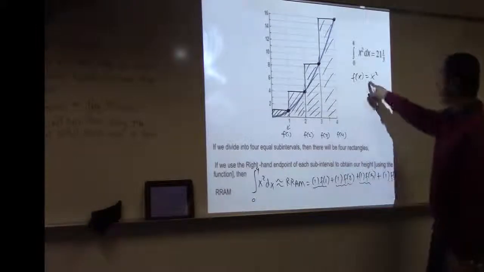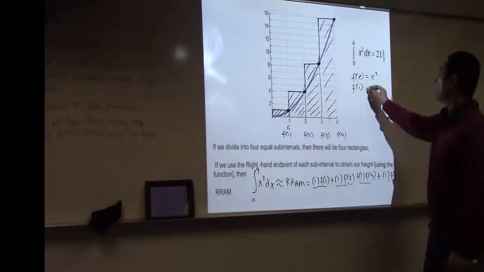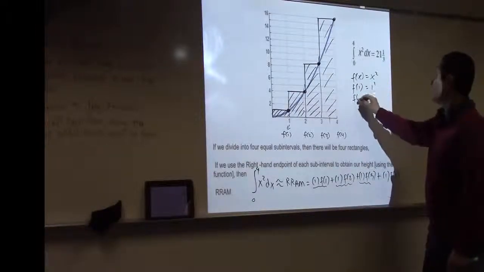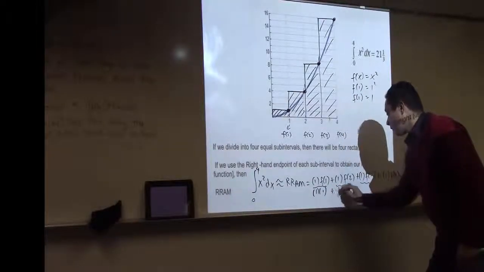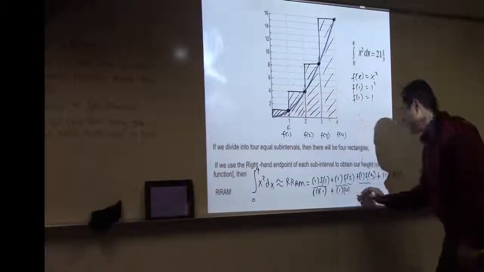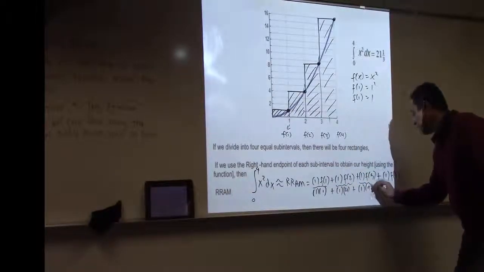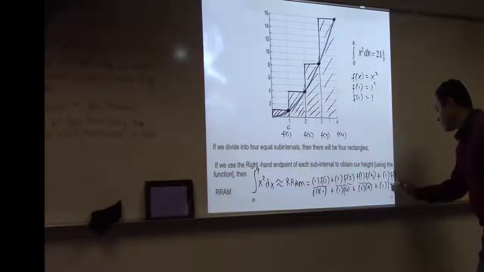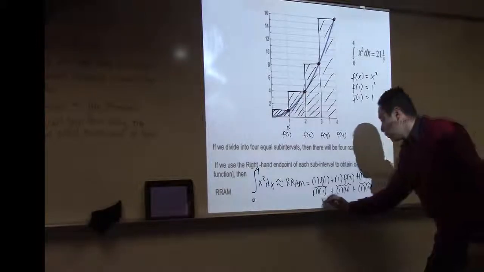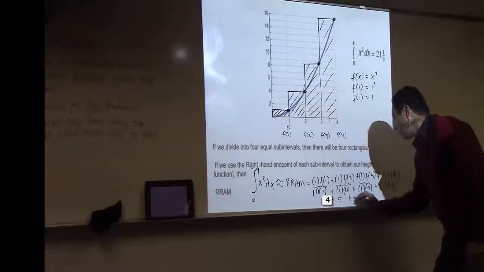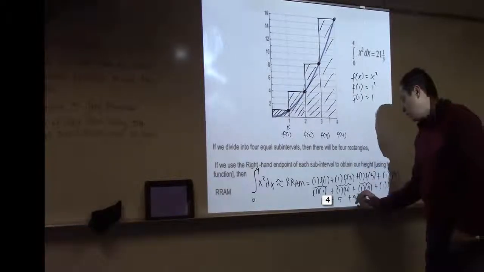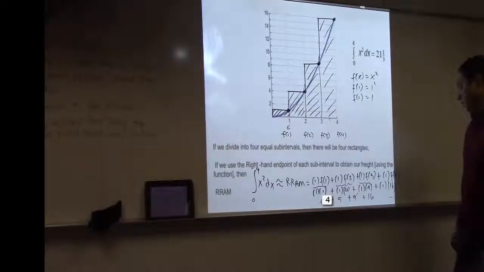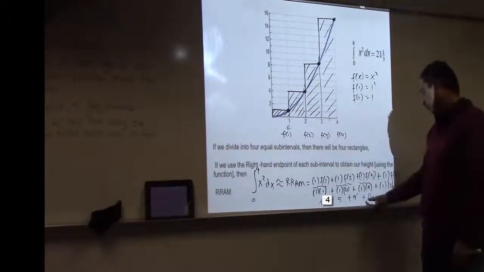F of 1 is, you can extract them from here. That's 1. So this is 1 times 1, 1 times 4, 1 times 9, 1 times 16. So that's 1 plus 9 plus 16. All right, so that will give me a 10, 26.